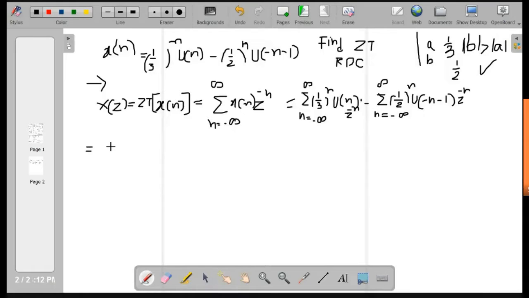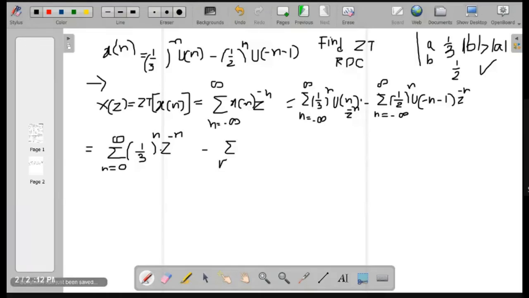So the first point I get is, I will change this to my standard equation. It is starting from 0 because u of n is there, changing the negative limits to 0. Then I have my original constant, which will be raised to n into z raised to minus n. Then I have this term, n is equal to 1.